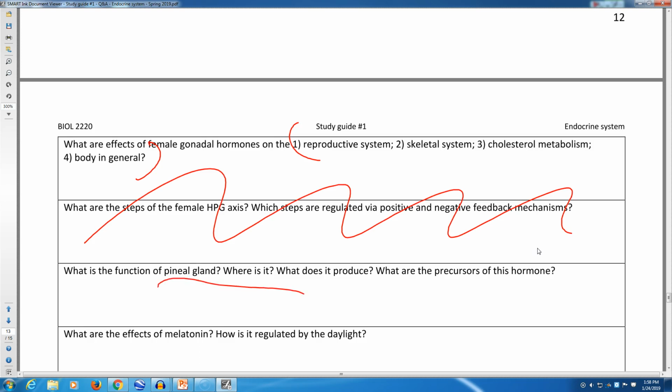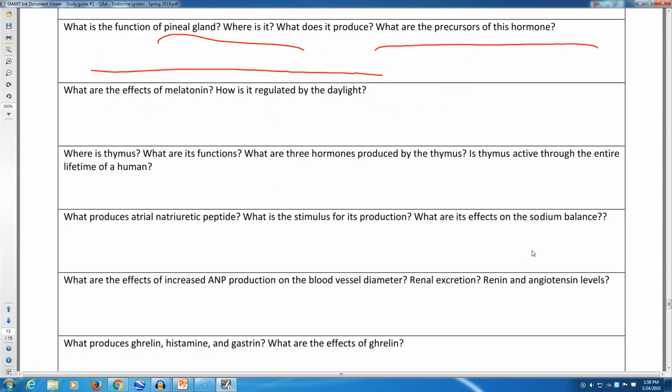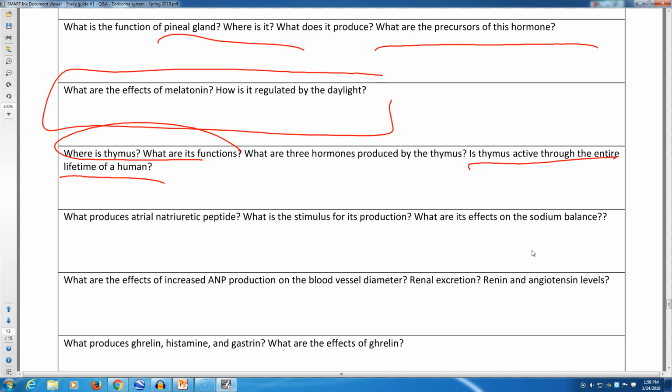Pineal gland, melatonin, sleep cycle. Precursors are tryptophan and serotonin. In the daylight, melatonin is not produced. During nighttime, melatonin is produced. Thymus: thymopoietin, thymosin, and thymolin, three hormones that regulate maturation of T cells. Thymus activity decreases during lifetime.